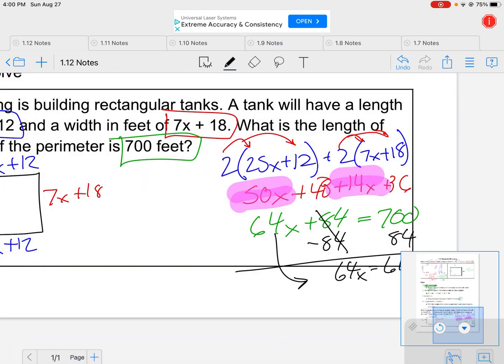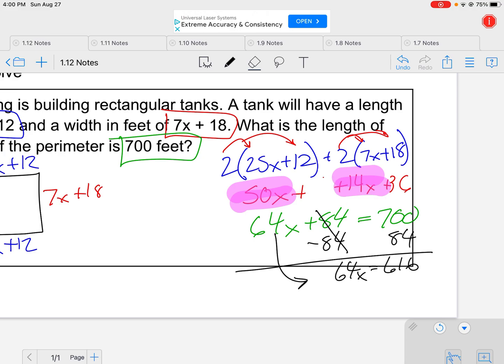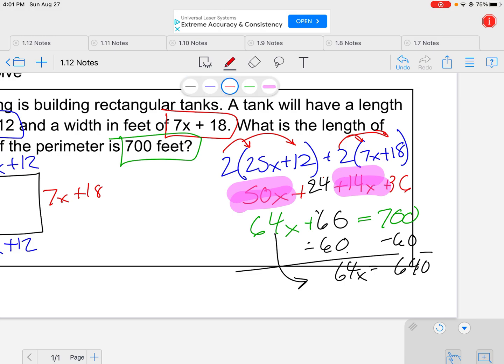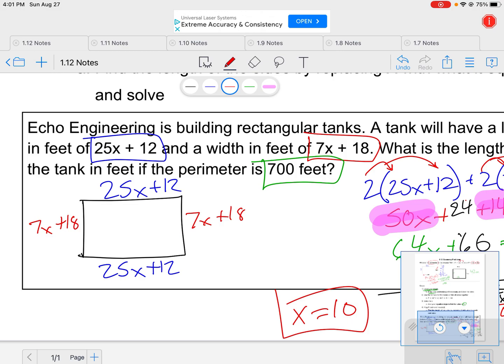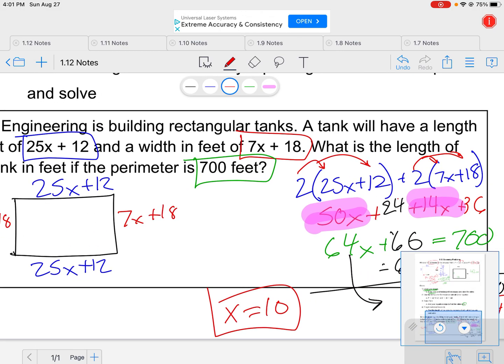I know what I did wrong. I knew something seemed fishy. 12 times 2 is not 48. It is 24. So 24 and 36 should get me 60. So plus 60, minus 60, minus 60. I should get 640, which is going to be a much nicer number, 640. So now I need to divide by my coefficient, divide by my coefficient. So x equals 10.